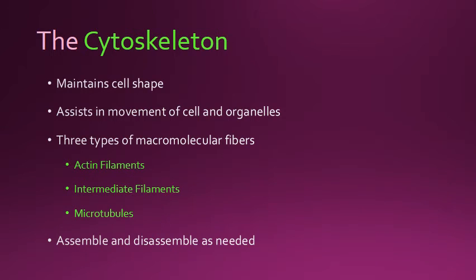That brings us on to the cytoskeleton. It maintains the cell's shape and assists in movement of the cell and organelles. There are three types of macromolecular fibers: actin filaments, intermediate filaments, and microtubules. They assemble and disassemble as needed.